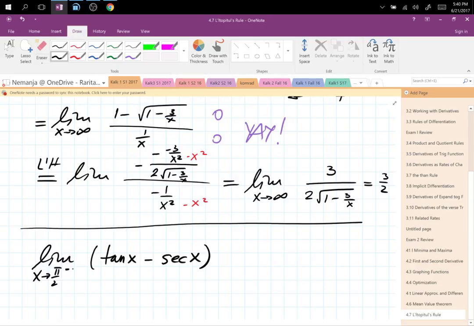Do you want us to factor out the sine? You can't factor out the sine. What's common for both? They both have sine and they both have cosine. That's cotangent. Okay, so this is cosine.